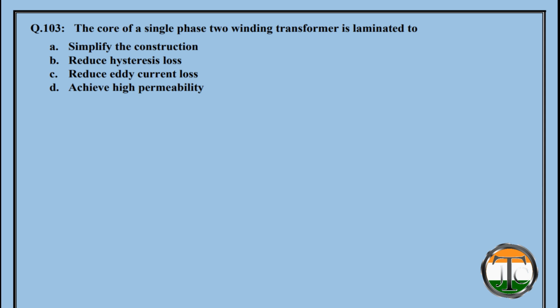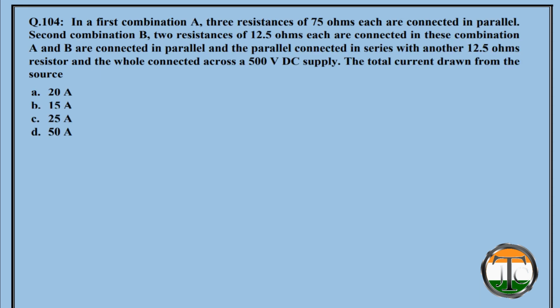If the question asks how to reduce the hysteresis losses, to reduce hysteresis losses we use silicon steel material. So here in this question the answer is option C, to reduce the eddy current losses. So option C is the right answer. The next question is 104.